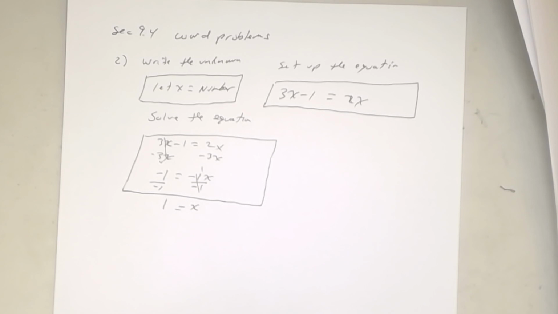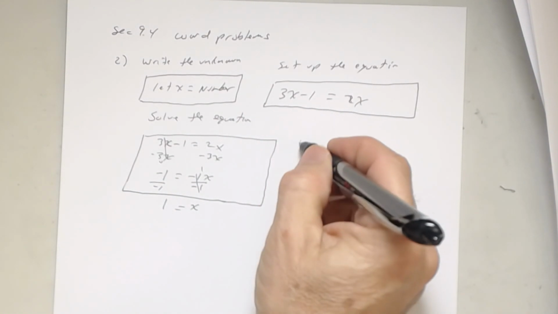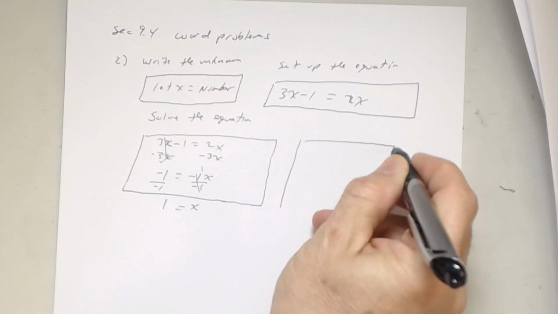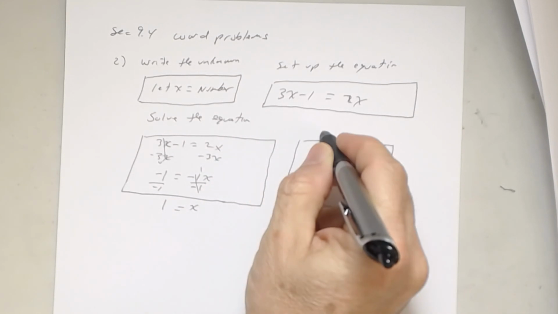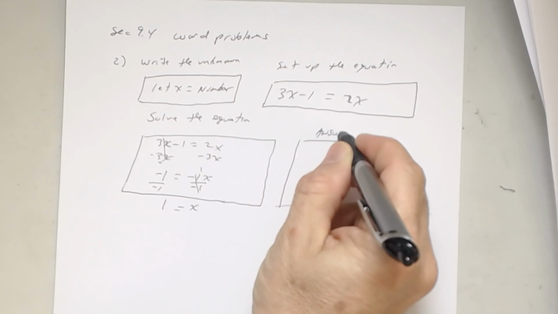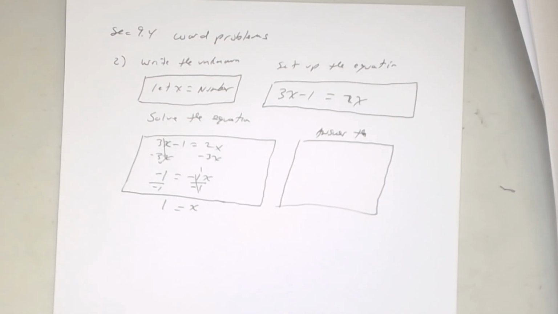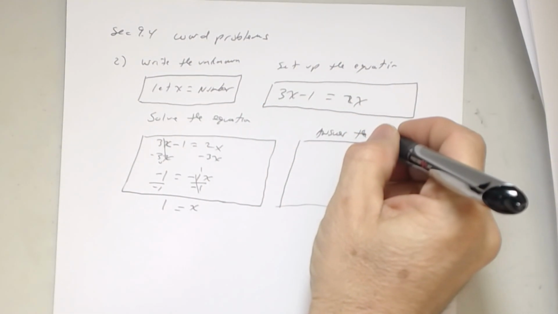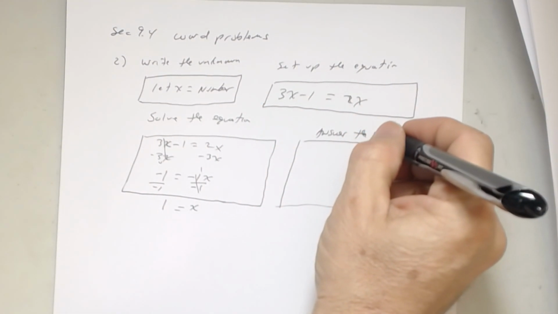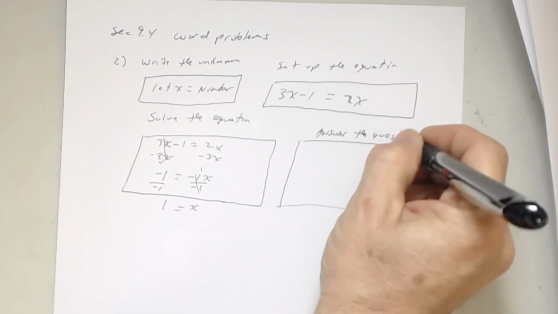Right, so you solve the equation. Now you got to answer the question. Okay, what was the question? What was the question, though? Find the number. Actually, it's not a question. It was a statement. Find the number, right? I think I wrote as answer the question. It's not always a question.